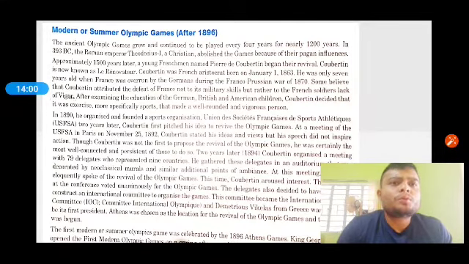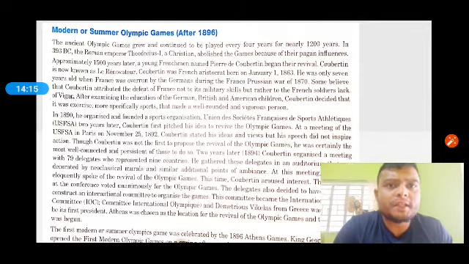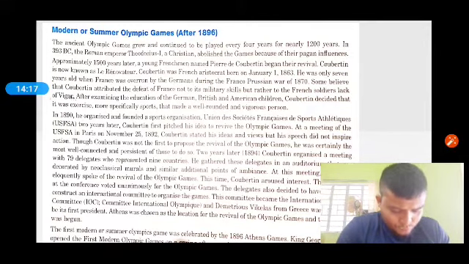So Coubertin stated his ideas and views, and then he started this USFSA, and it is the governing body of the Olympic Games. That is what we need to know.